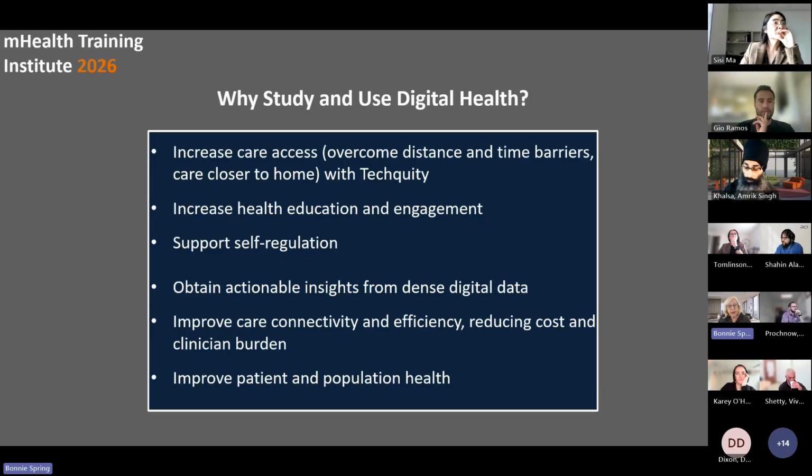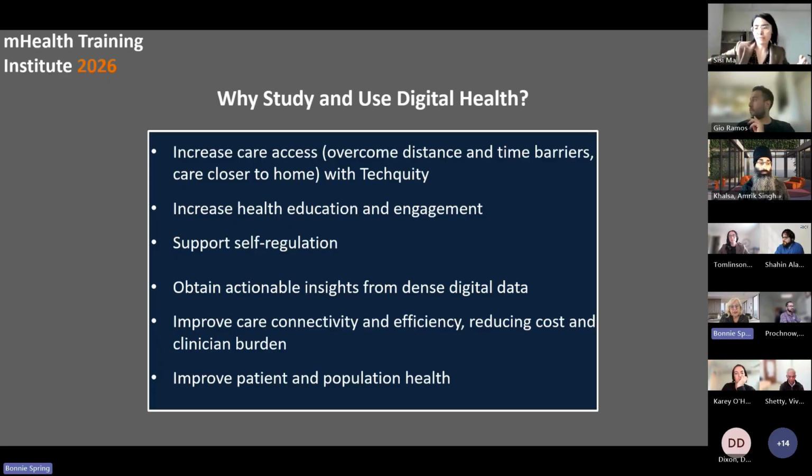We think that digital health can increase health education and knowledge, and increase engagement with the learning process through things like gamification. It helps people support self-regulation by tracking what they're doing. We as researchers get actionable insights from dense digital data, which is a pretty valuable thing. It'll come up in Billy's talk about just-in-time adaptive interventions.